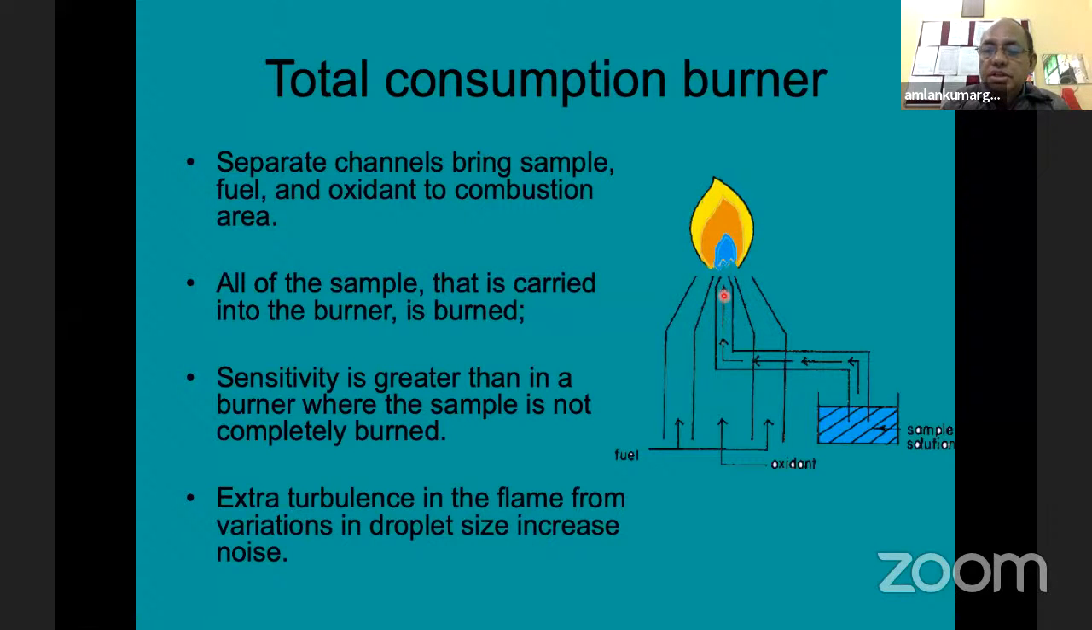Now, this drawing up of the sample and breaking it up, introducing these droplets into the flame, is not uniform. That is why you will find that the flame is not very stable. It will be going up, down, up, down. So it will be a bumpy flame. A bumpy flame doesn't give good analysis results because that is detected by the detector and there are variations in your reading.